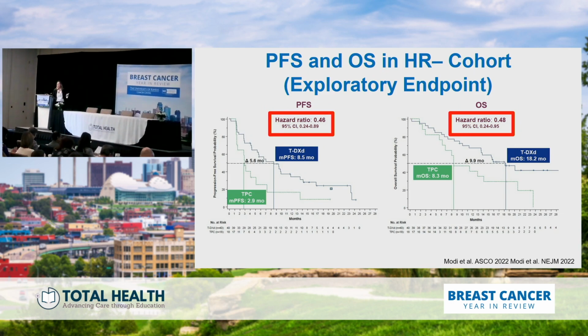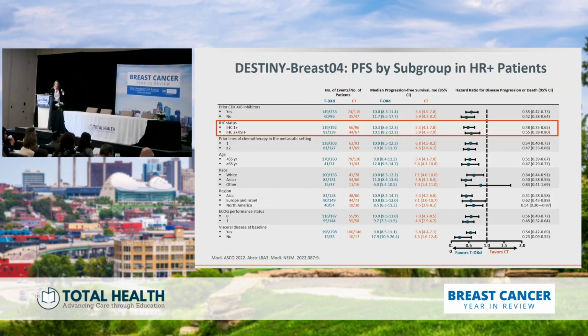Now, this was an exploratory endpoint. Again, there was a minority of patients, about 60 patients who had triple-negative breast cancer who were included in the study. But again, you see a very consistent improvement in progression-free survival and overall survival with hazard ratios just below 0.5. So this led to the FDA approval of this drug.